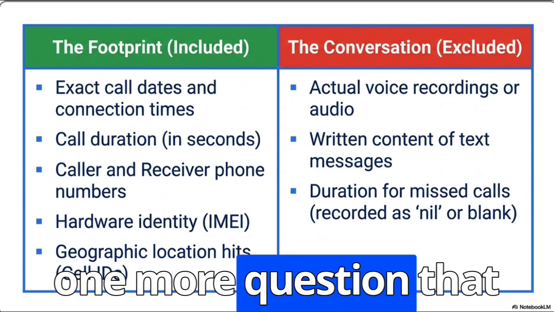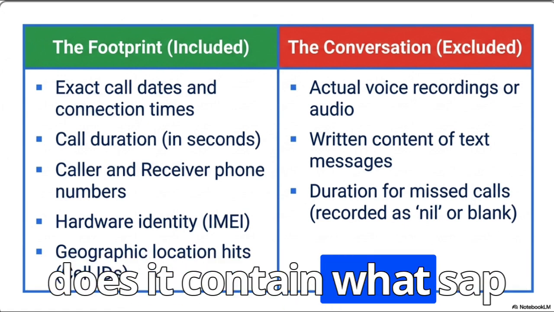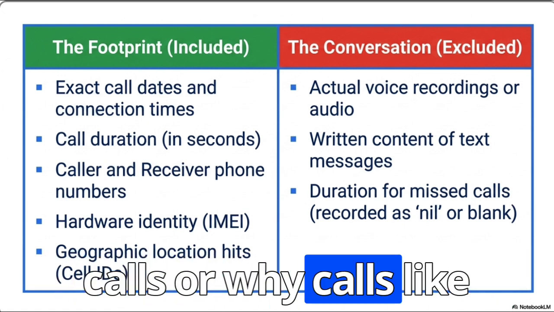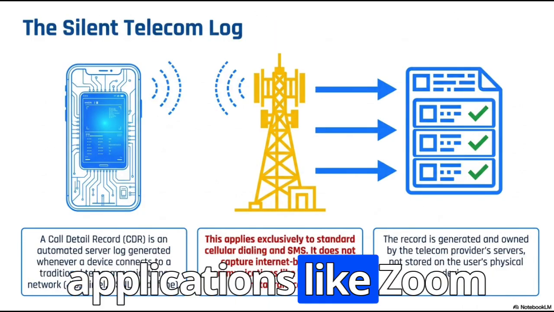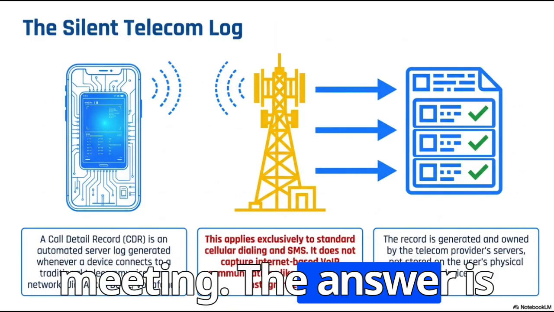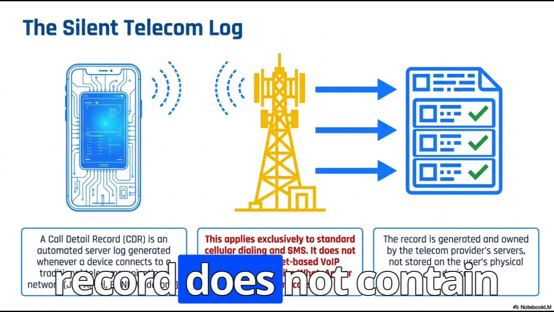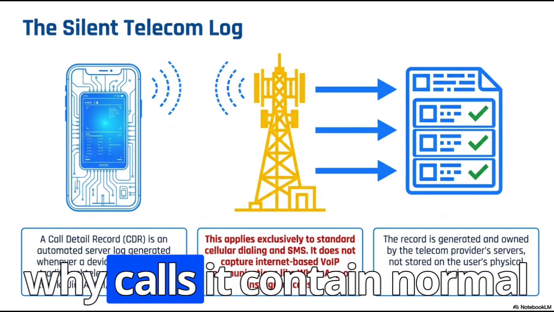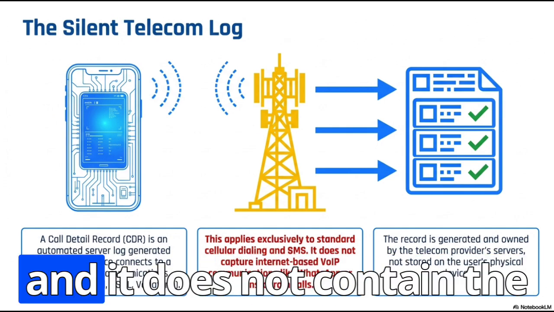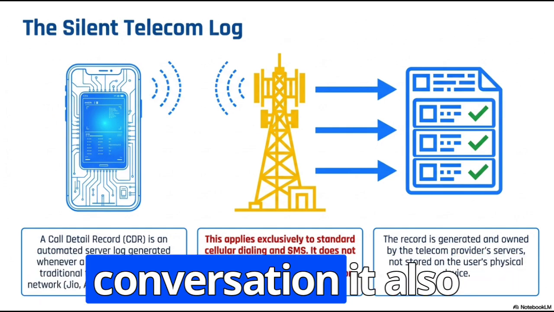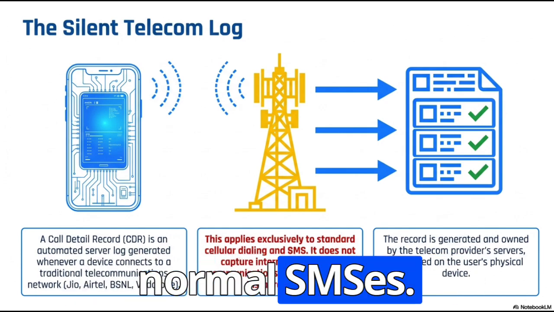Now, one more question that might arise in your mind is, does it contain WhatsApp calls or VoIP calls like Google Meet or other VoIP applications like Zoom meeting? The answer is again no. CDR or call data record does not contain VoIP calls. It contains normal calls between two people and it does not contain the conversation. It also includes SMSs, that is normal SMSs.